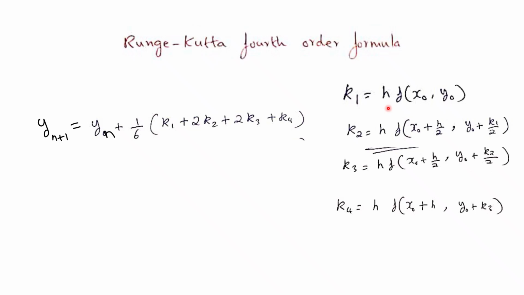k1 is equal to h into f(x0, y0). k2 is equal to h into f(x0 plus h by 2, y0 plus k1 by 2). Then k3 is equal to h into f(x0 plus h by 2, y0 plus k2 by 2). Then the last one, k4 is equal to h into f(x0 plus h, y0 plus k3). Now let's see how to solve one problem based on this Runge-Kutta fourth order formula.